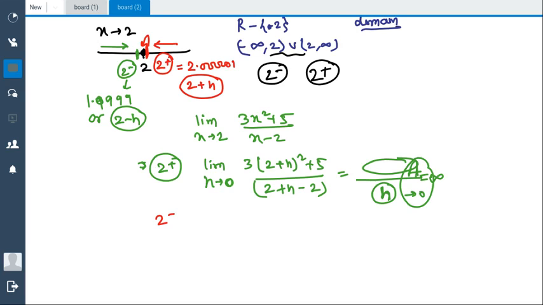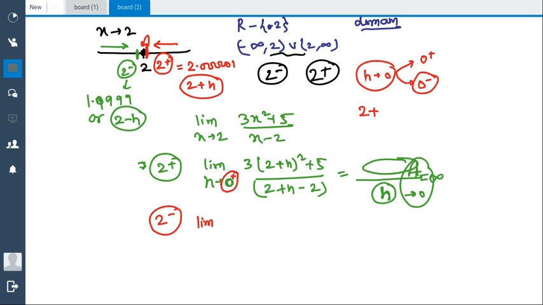And if we talk about the 2 minus point, then the limit. Are you getting this? That this h tends to 0, it is 0 plus. Otherwise, if we are writing h tends to 0, then it is either 0 plus or 0 minus. So if you are writing 2 plus h, basically this is known as the right hand limit. You must have heard about this term, right hand limit.